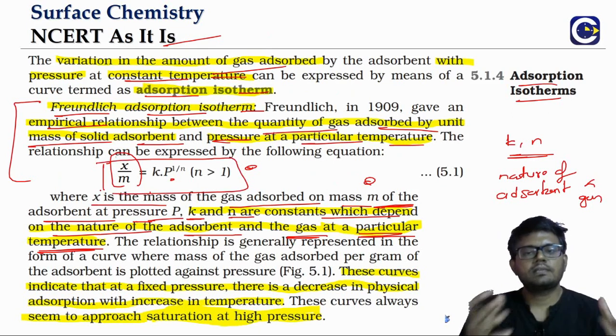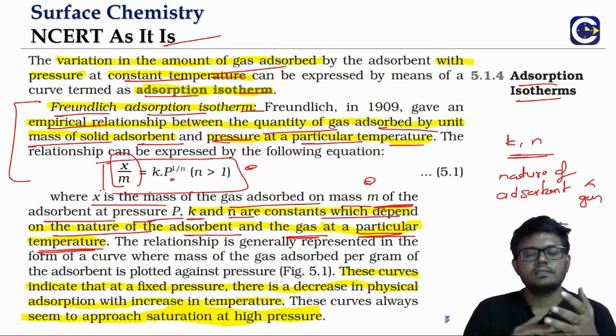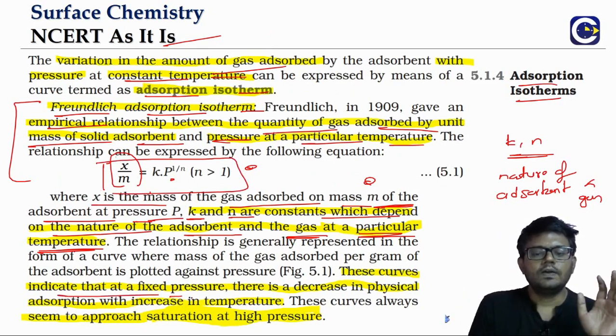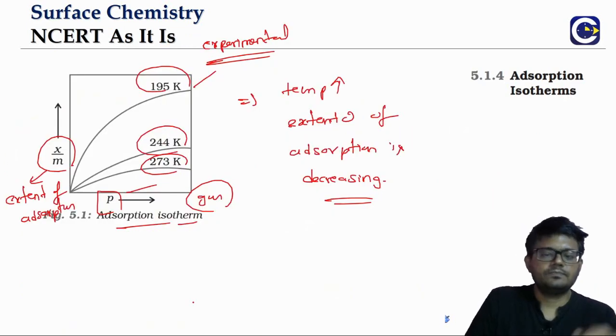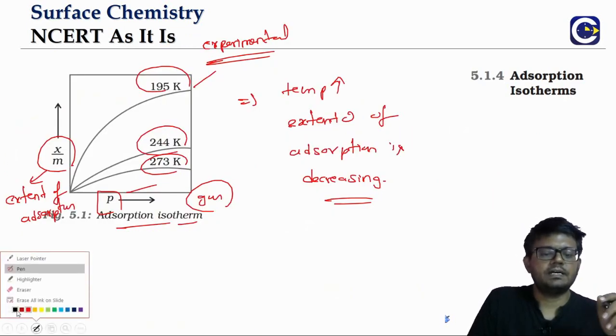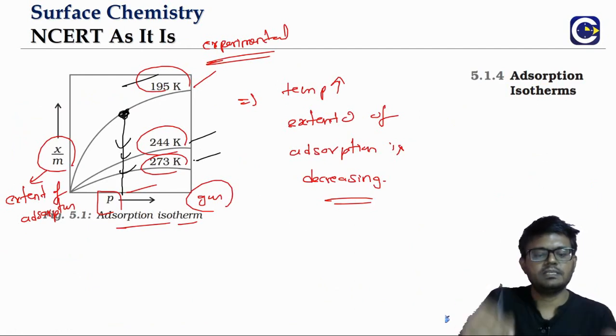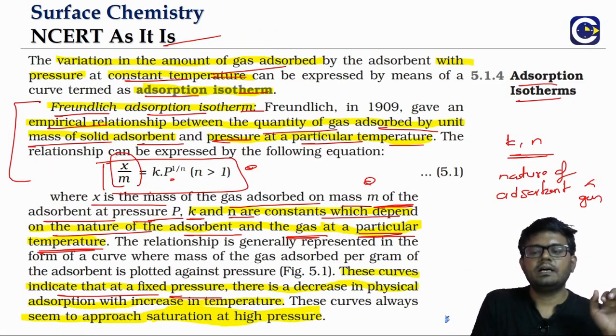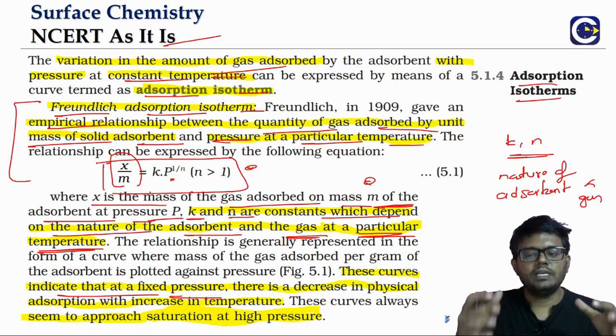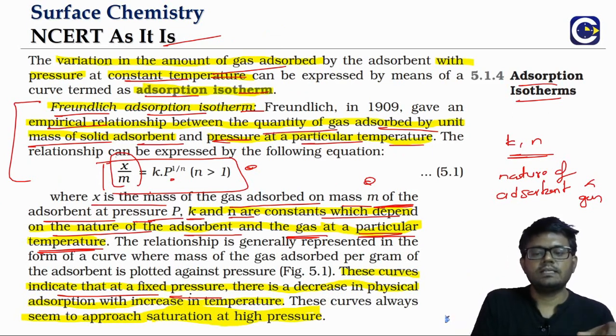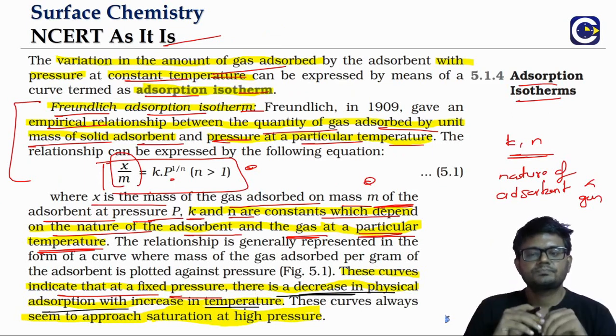Now when you look at these curves, one thing that is very clear is, if you fix a pressure, for a fixed value of pressure, as temperature is increasing, what do we see? This is 195, this is 244. As temperature is increasing, what is happening? The adsorption is actually decreasing. So as the temperature is increasing, we see a decrease in the adsorption.